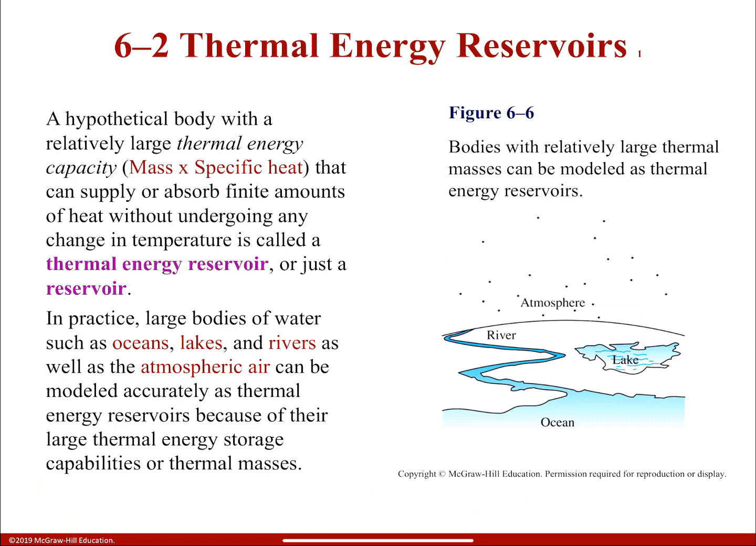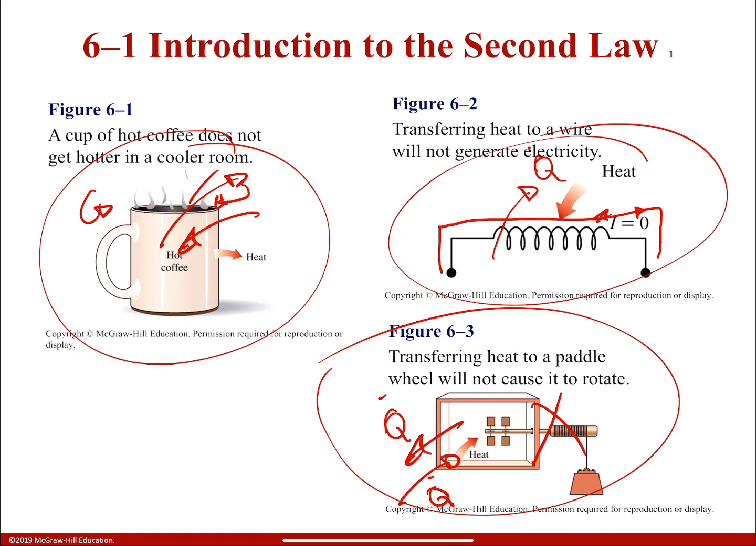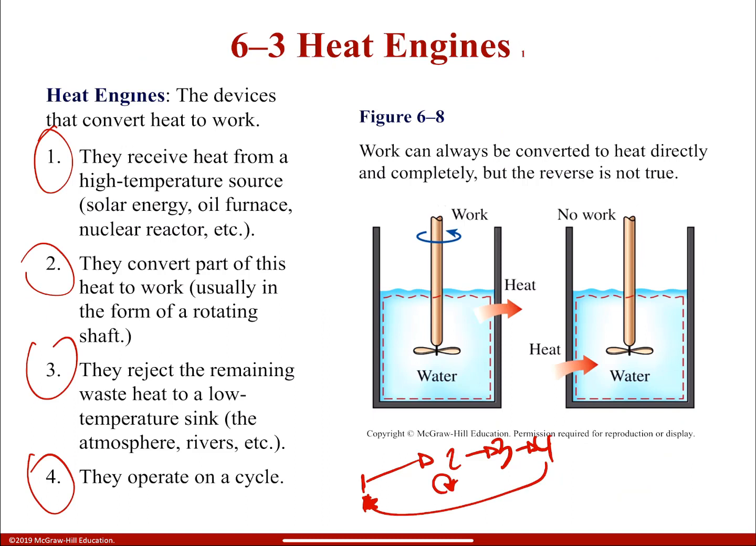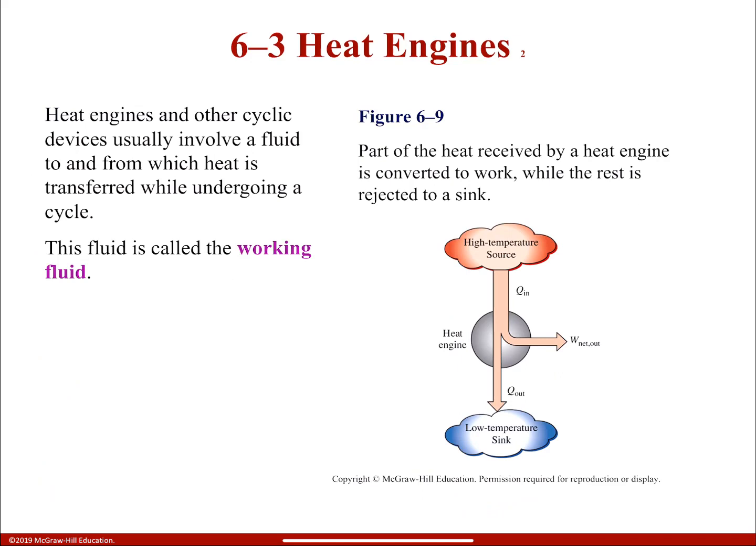Let's take a look at this example one more time. Transferring heat to a wire will not generate electricity. Essentially, that's what happened. But if you add another system that will make this happen, then that will be called a heat engine. Heat engines receive heat from a high temperature source, convert part of that heat into work, and reject the remaining to a waste, to a low temperature sink.